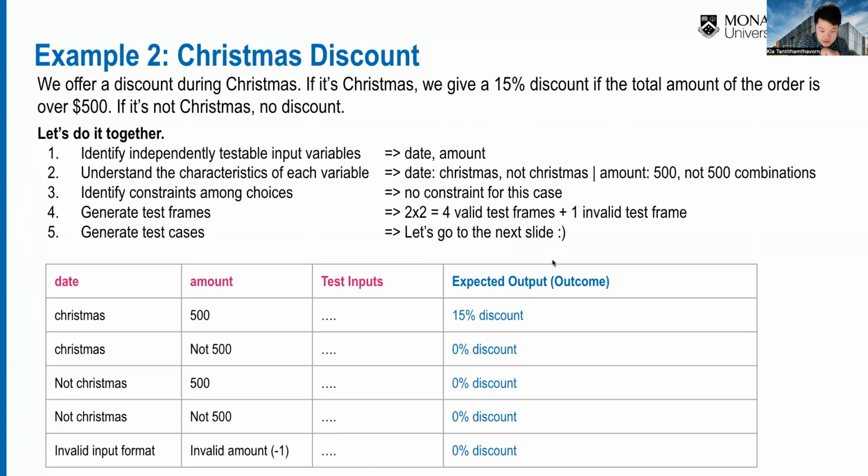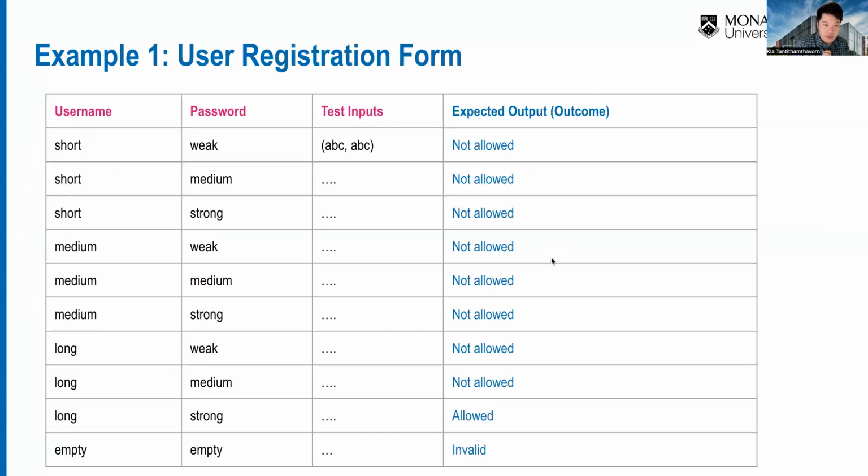Would you also not check invalid weak, invalid medium? Yes, we do. This is the invalid weak password, right? Empty, yes, the last one. So if the username is empty and the password is empty, then the expected output becomes invalid.